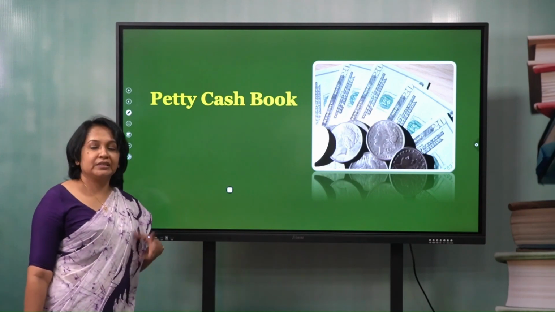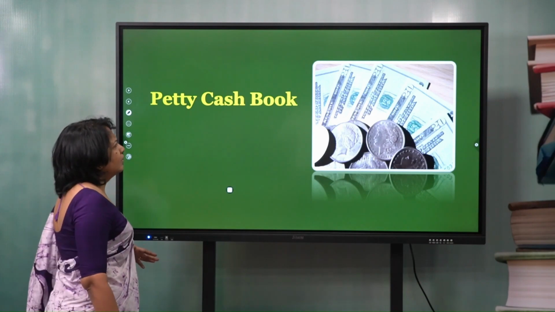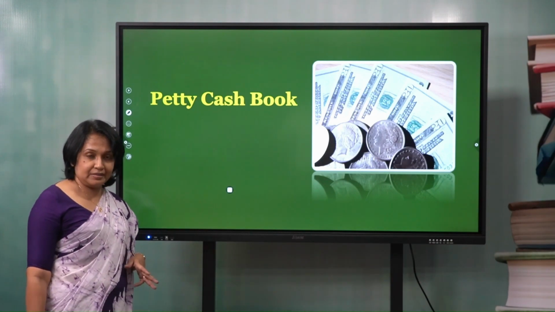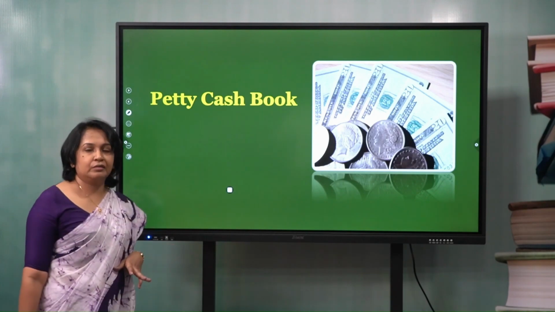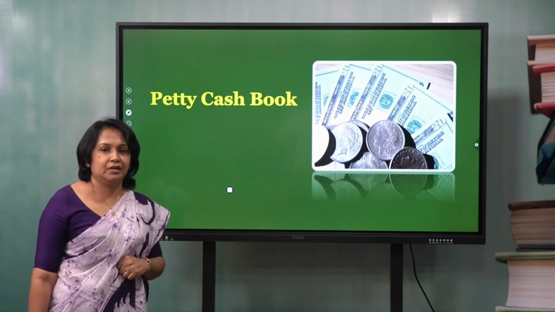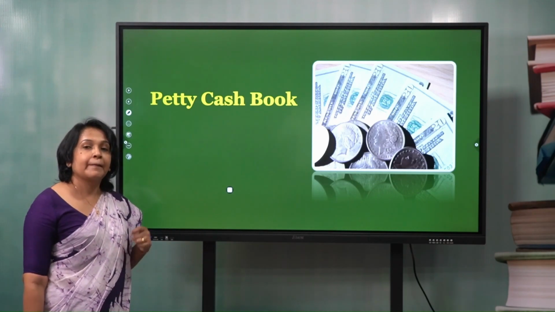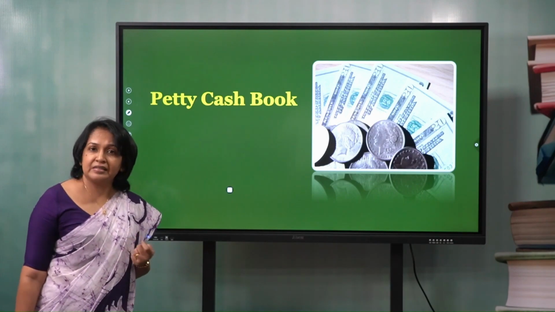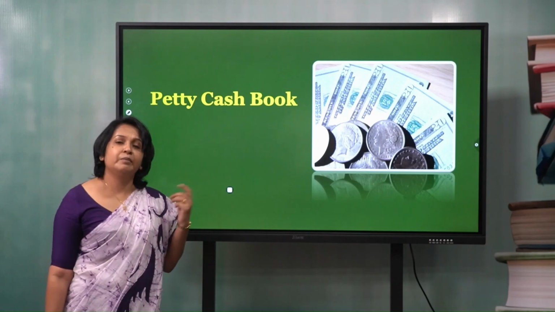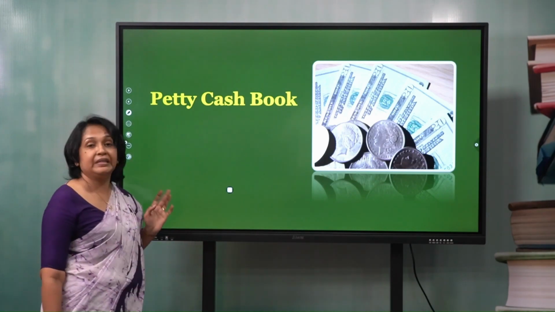Now children, you learned about the primary books in previous lessons. There are a number of primary books in a business, but for your oral exam, you have to learn about only 6 primary books. Those are cash book, bank account, petty cash book, sales journal, general journal, and purchase journal. So we did about cash book in the previous lesson. So today we are going to learn about petty cash book.